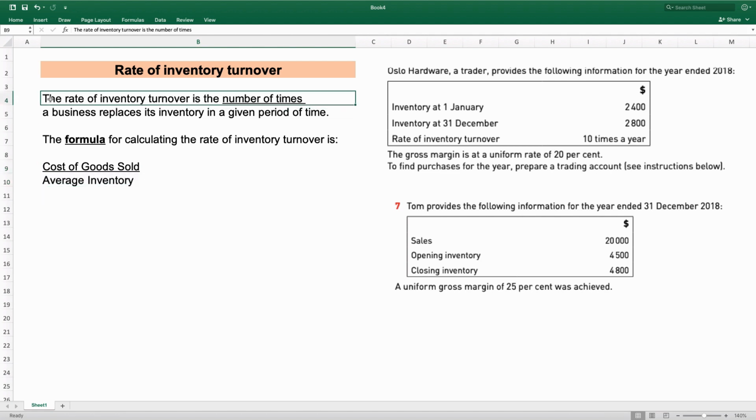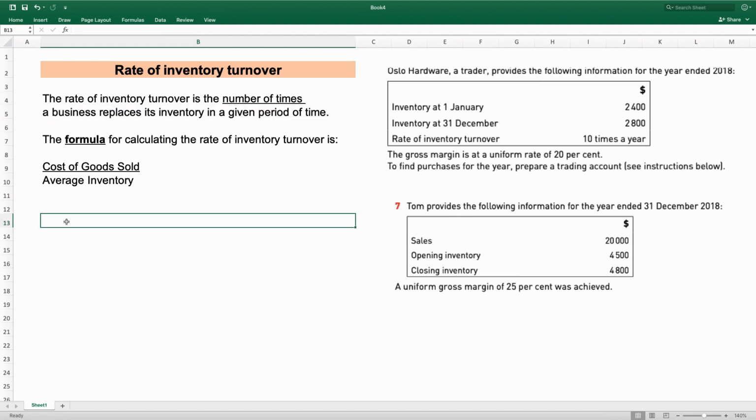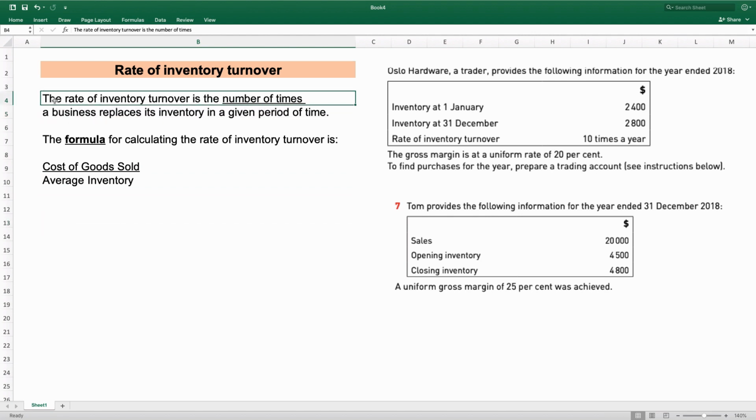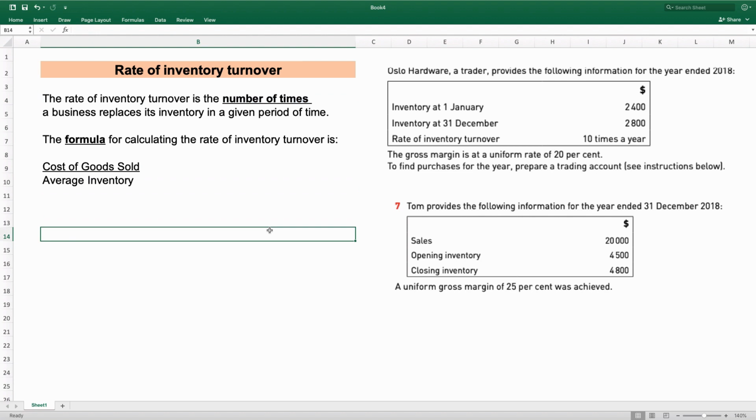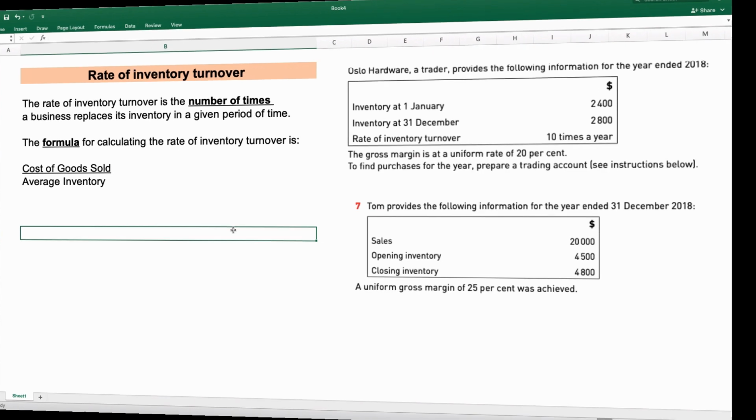So first all of you write down this definition. What is written here? The rate of inventory turnover is the number of times, and this number of times is very important here, a business replaces its inventory in a given period of time. So we will discuss this definition in detail and try to understand what we mean by inventory turnover, right? So write down the definition.